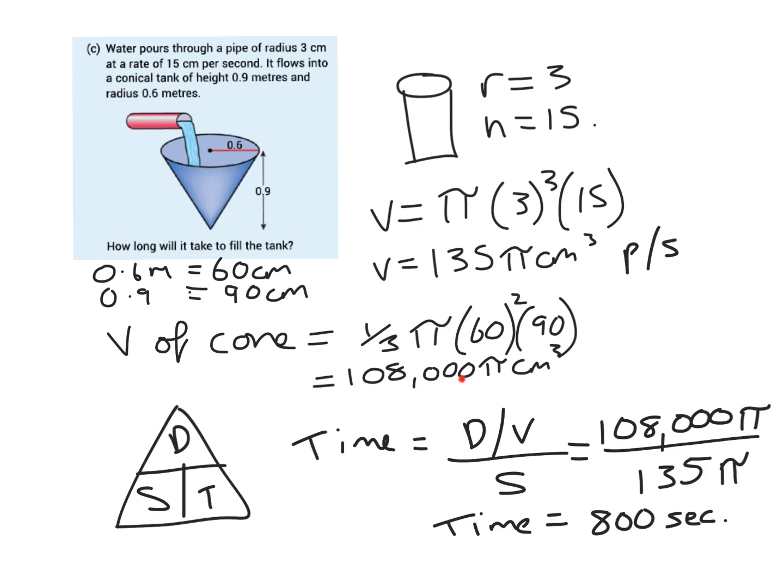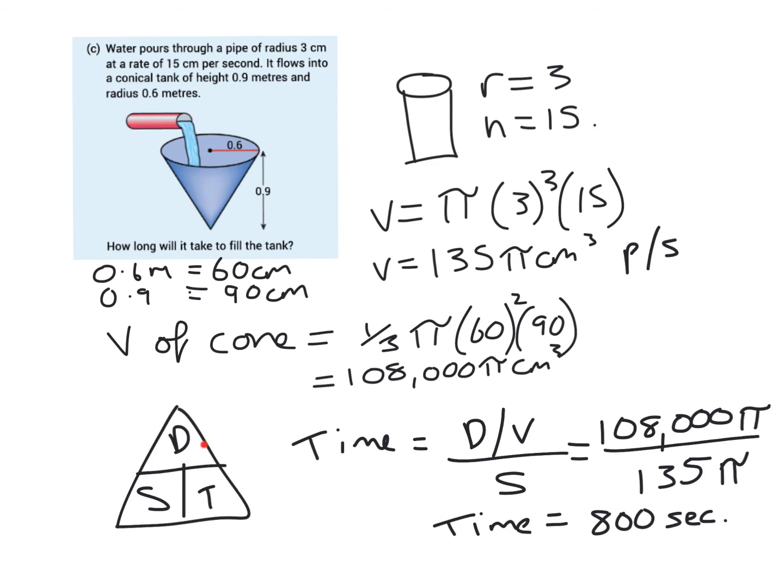Volume of the cone then, with our converted radius and converted height, pop that in, and we get 108,000 pi centimetres cubed. It doesn't say anything about what you are going to put pi as, so just leave it as pi. As I've mentioned before, pi is the most accurate form.